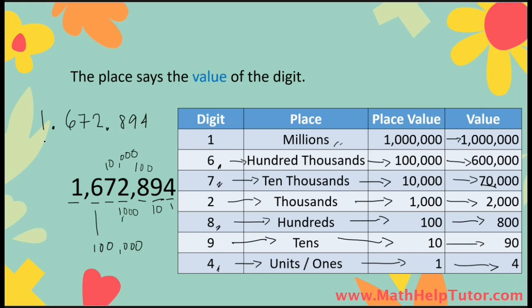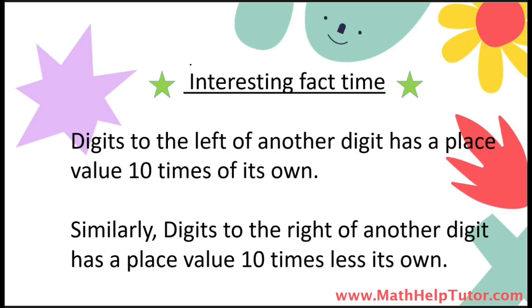But in many other countries, we would organize the digits in our numbers this way, by writing commas for every 3 digits starting from the ones place. Now it's time for interesting fact time.